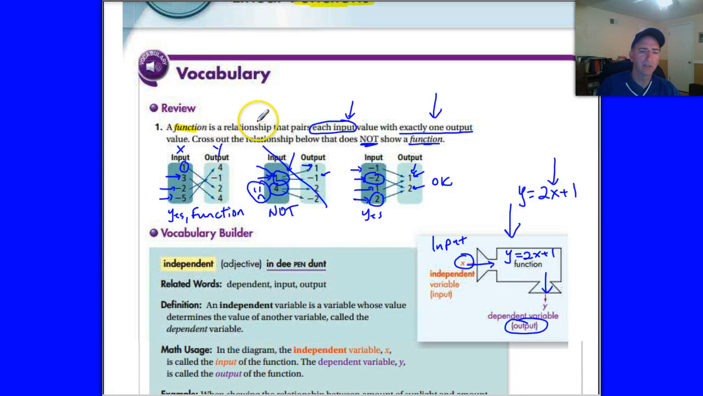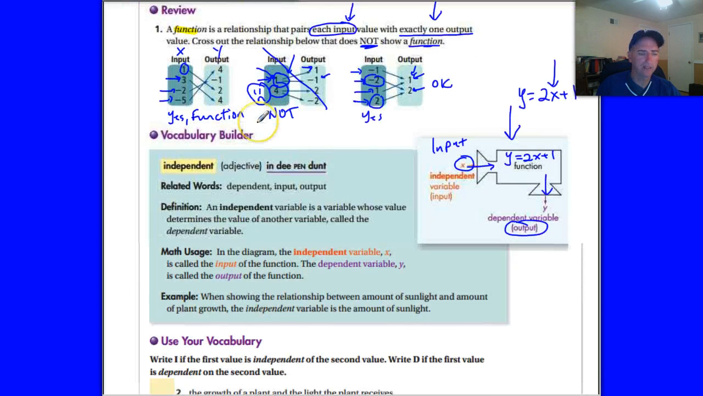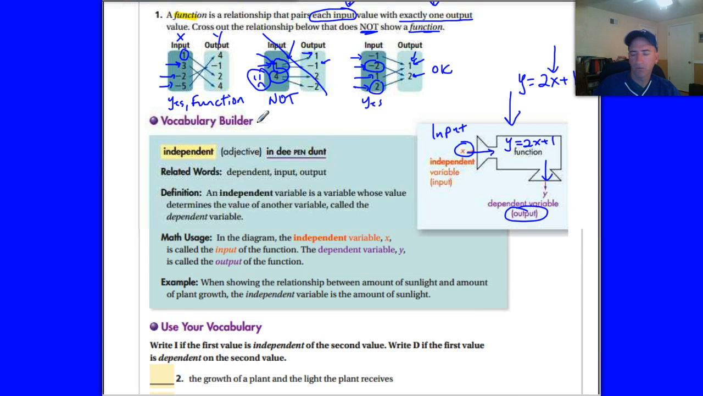But what we do is we look at it in terms of x and y, okay? So the vocabulary from this, the first one is independent variable. Really important word here that you should have seen in science class. That's a variable whose value determines the value of another. That's the x, okay? That's the independent variable. That's the number that goes into an equation, all right? So the independent variable is x.